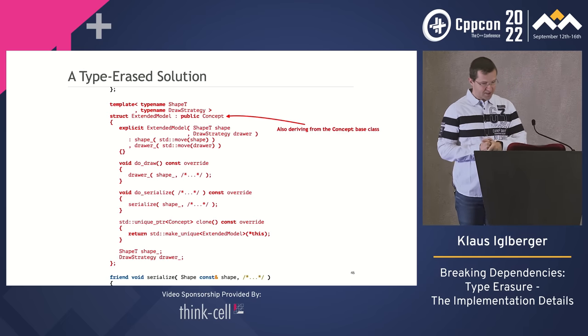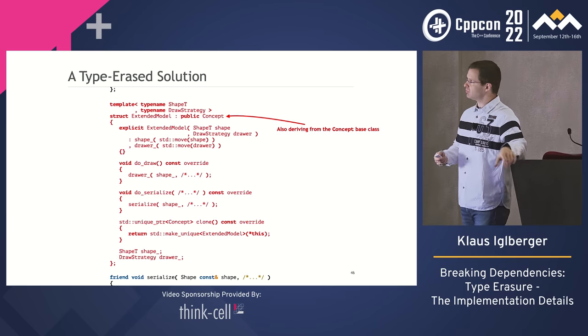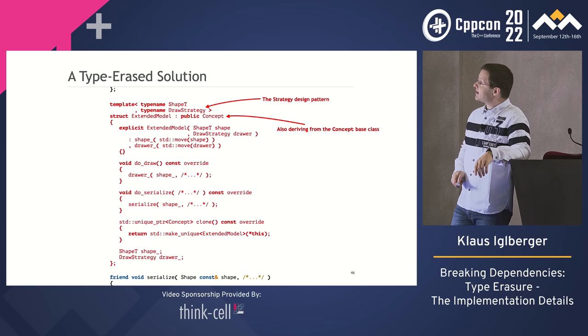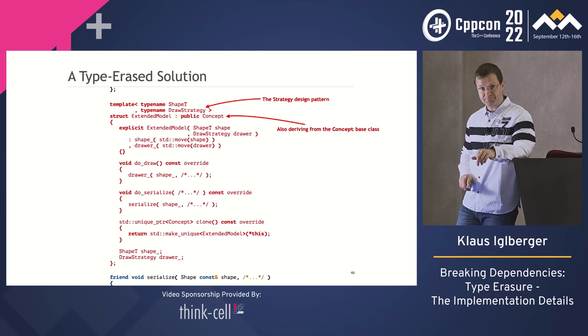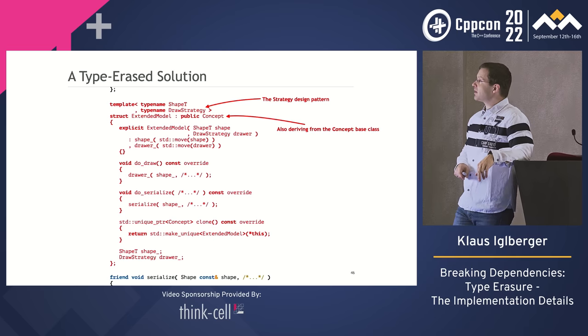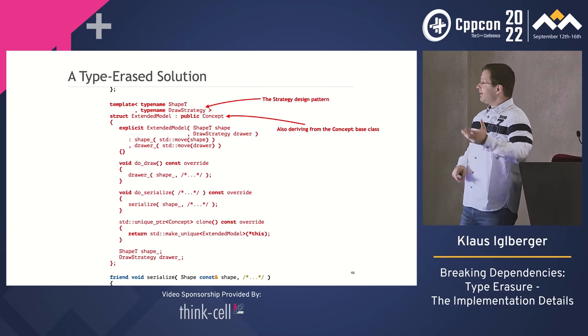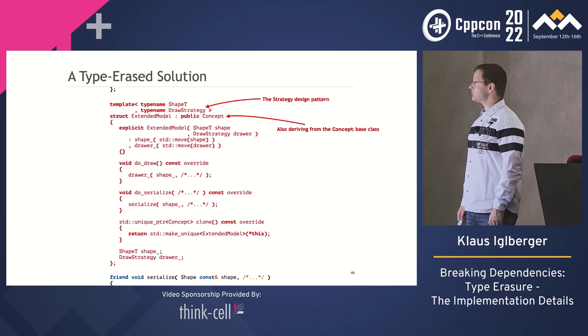And also, this extended model is a concept. Note type erasure. We don't remember. But now, most importantly, this has another template parameter, a draw strategy. So this is the strategy design pattern, perhaps in this form better known as policy-based design. This is now the ability to just hold any implementation for drawing.